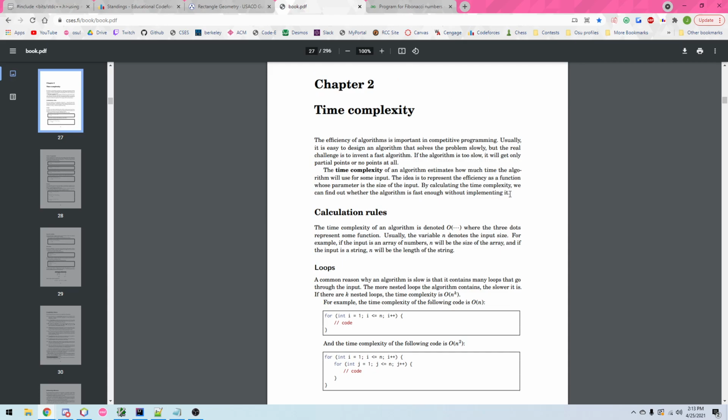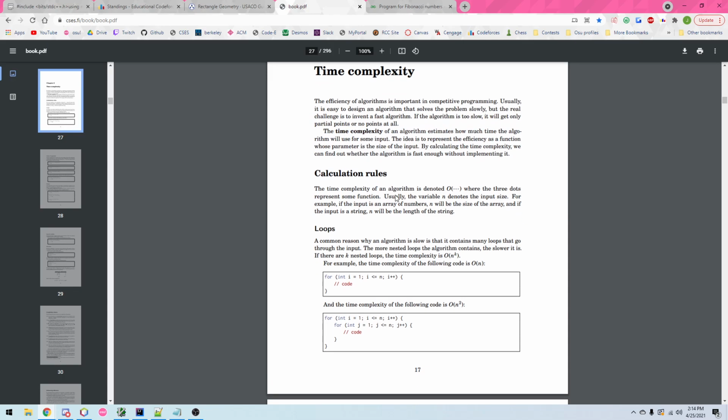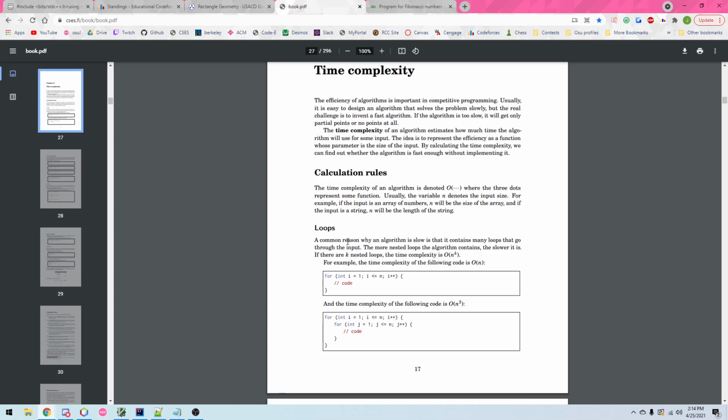So if you have a nested for loop and an array of 10 to the fifth elements, it would be too slow because you would plug in the 10 to the fifth and get 10 to the 10th, which exceeds the 10 to the eighth operations that we can do. So, time complexity of an algorithm estimates how much time an algorithm will use for some input. Here they just give you some basic examples of how time complexity works.